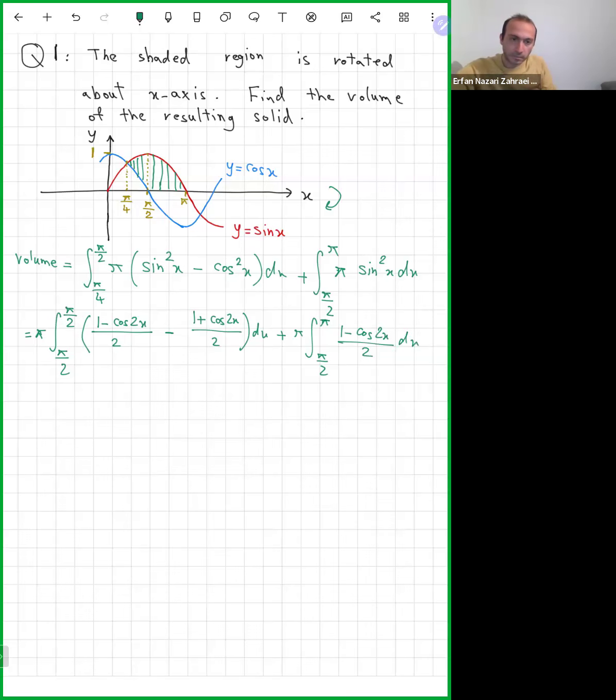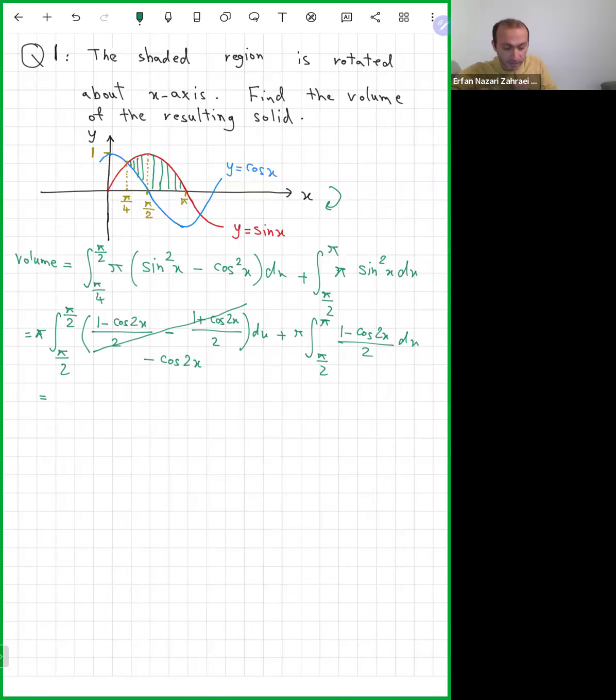If we simplify this, note that it's 1 over 2 minus 1 over 2. They cancel each other. And then it's minus cos 2x divided by 2, another minus cos 2x divided by 2. So in total, it will be minus cos 2x. So this parenthesis is minus cos 2x.